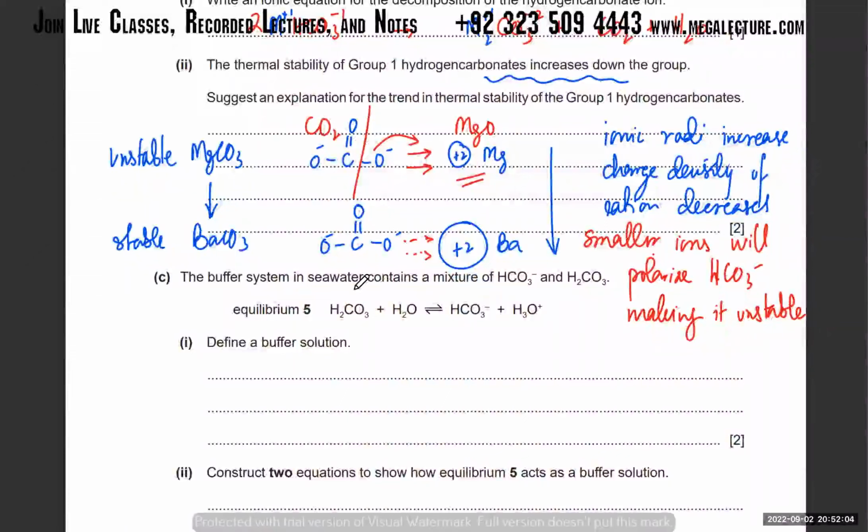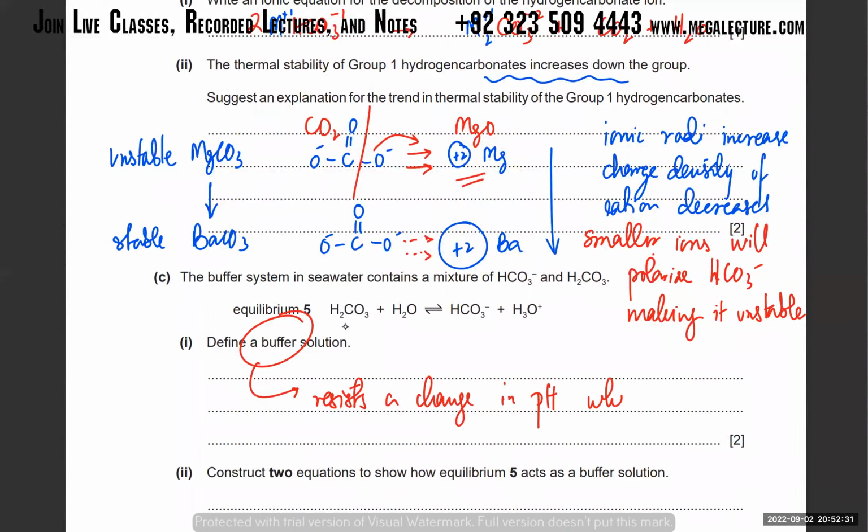Now the other part is define a buffer. Do you know what a buffer is? What is it? How do you define it? As far as I remember, a buffer helps with the pH, the change in pH. So it resists a change in pH. It doesn't allow a change in pH.